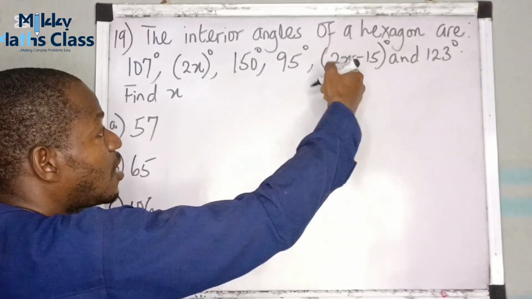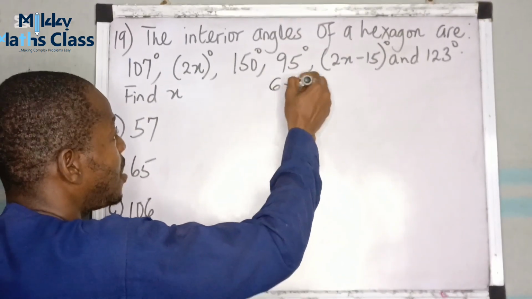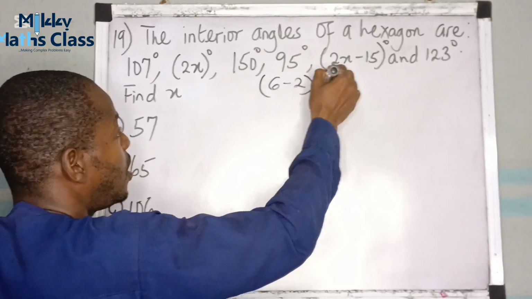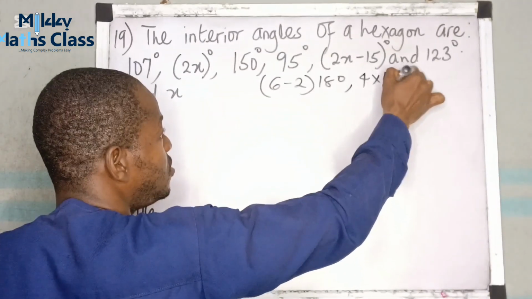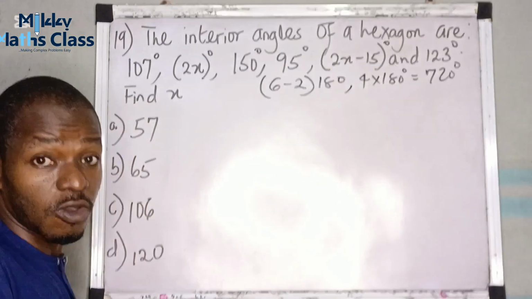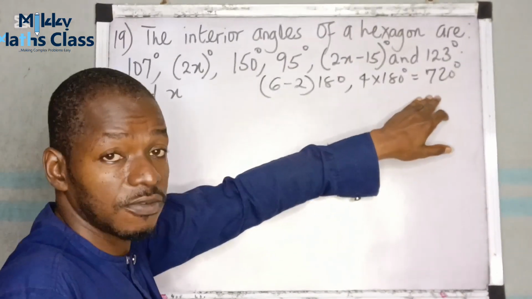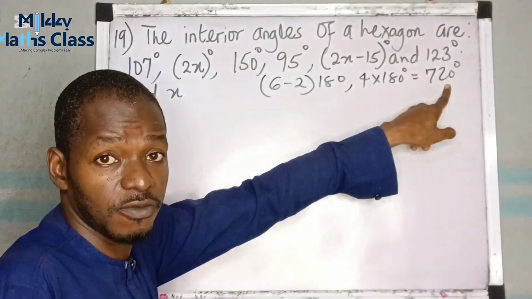So let's find the total sum of angles. That's n minus 2 times 180 degrees, so you have 6 minus 2 times 180 degrees. 6 minus 2, that's 4. 4 times 180 degrees will give us 720 degrees. So that's the sum of interior angles of a hexagon. Now, add all this together, equate it to 720.